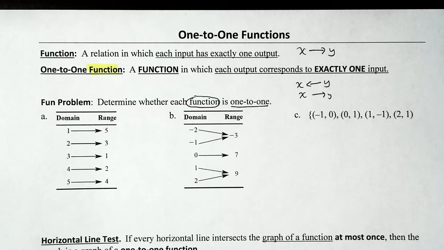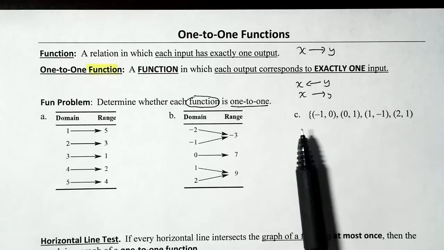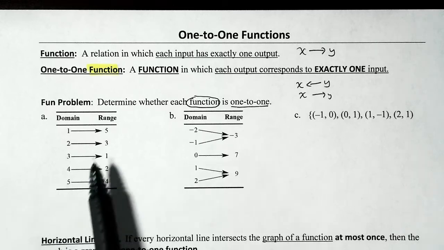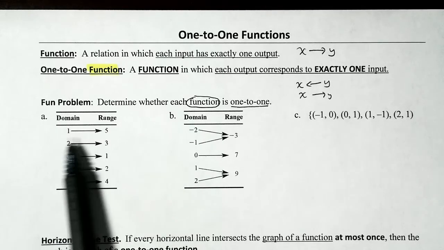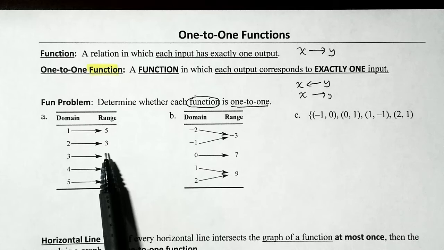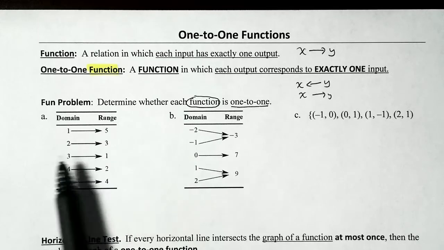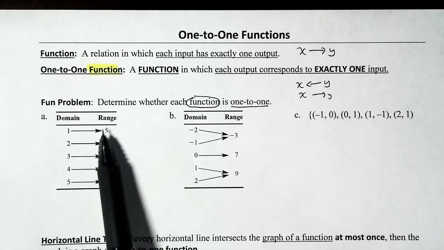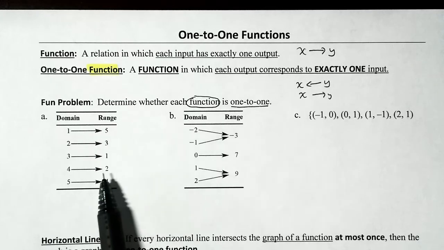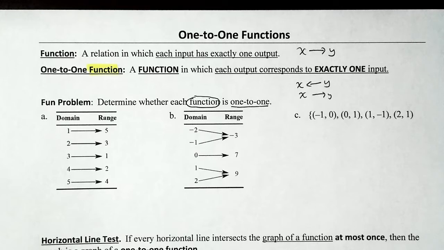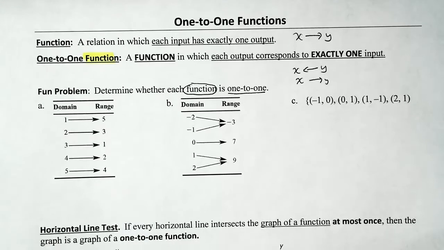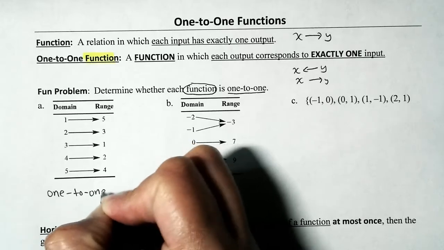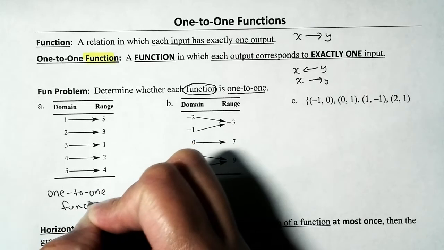A one-to-one function is a function where for each output, it corresponds to exactly one input. So for problem A, when the output is 5, the input is 1. Same thing when the output is 3, the input is 2. What I want to point out is that in problem A, every output corresponds to exactly one input. So in this case, we do have a one-to-one function. So let's put one-to-one function.